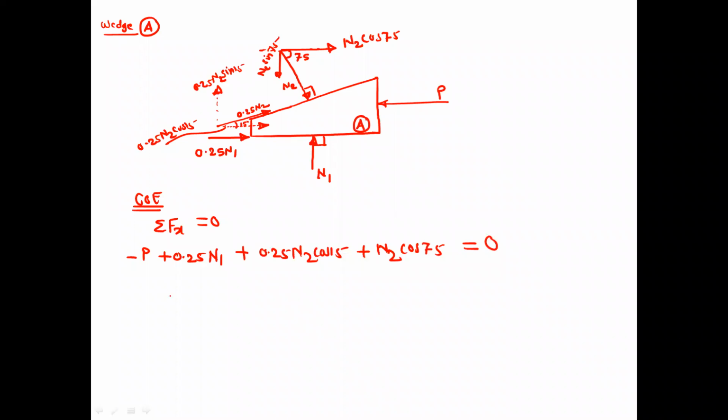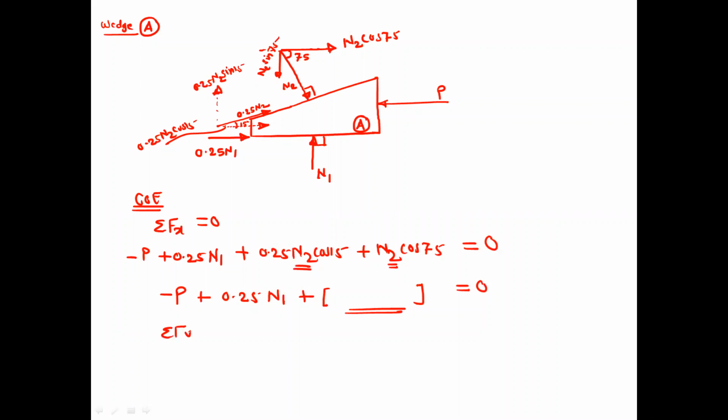Okay, so from this equation, just simplify this equation. So minus P plus 0.25 N1 plus, now you got the reaction N2 from the FBD for the wedge B. So you can put this value and find out this complete value. So this will be a constant value equal to 0.